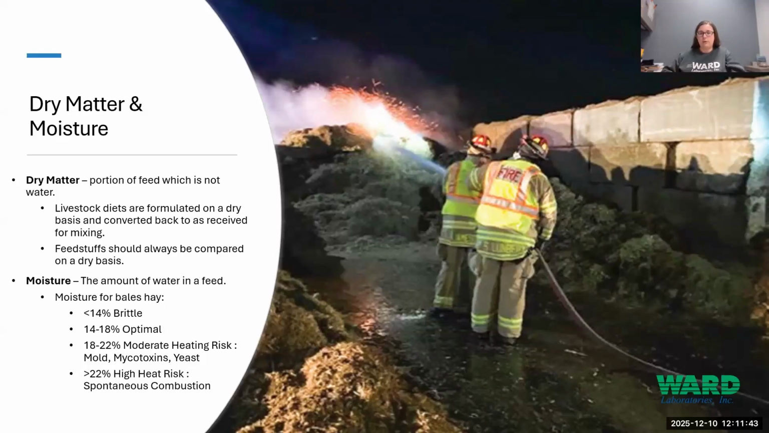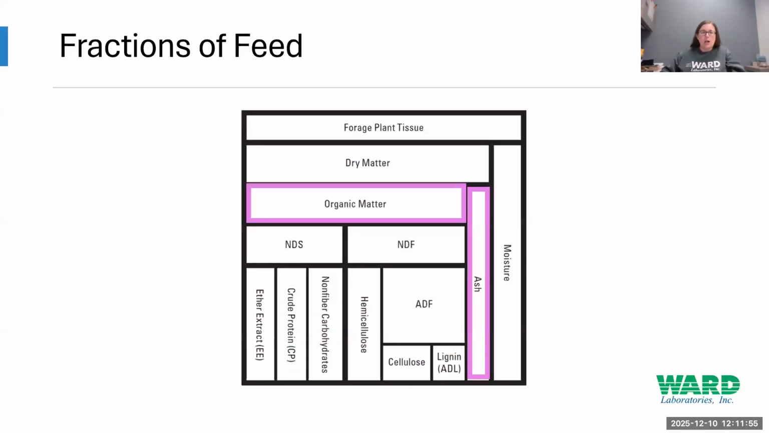then that hay is really brittle and you're going to lose a lot more of the leafy material. And so you're going to see a lot more of that lying on the ground rather than getting into animals' bellies. So then the next portion is ash.